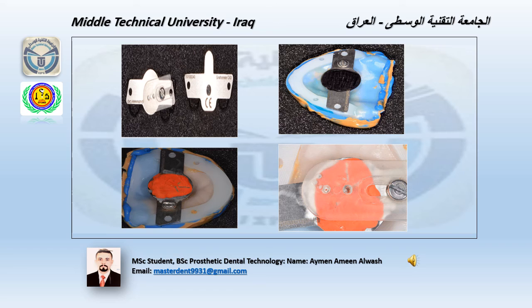Checking the vertical dimension. If the vertical dimension is too high, the pipe rim must be removed from one of them, from the upper tray or from the lower tray. And if the vertical dimension is too low, the pipe rim must be removed from the upper and lower tray.